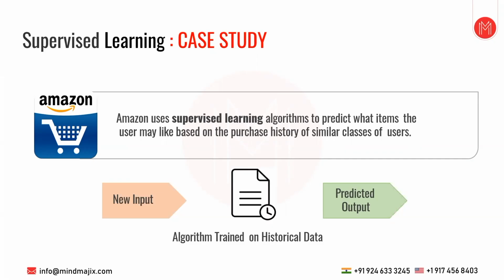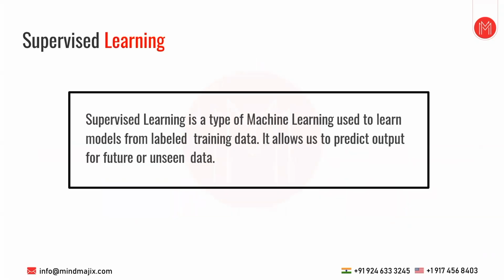So let's check it out. What is the meaning of supervised learning, in terms of a proper definition? Supervised learning is a type of machine learning used to learn models from labeled training data, and it allows us to predict output for future or unseen data.